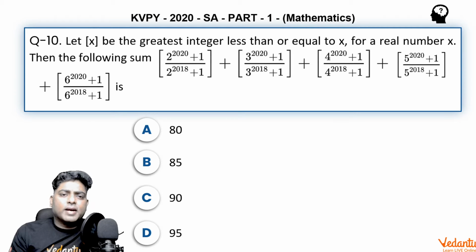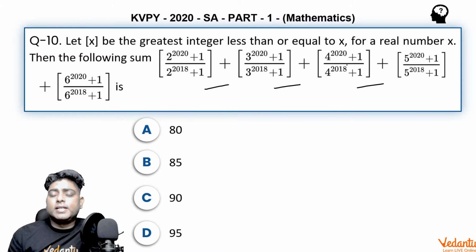Let [x] be the greatest integer function, the well-known greatest integer function, less than or equal to x for a real number x. Then the following sum: the greatest integer of (2 raised to the power 2020 plus 1) upon (2 raised to the power 2018 plus 1), plus the greatest integer of (3 raised to the power 2020 plus 1) upon (3 raised to the power 2018 plus 1), plus the greatest integer of the same with 4 raised to the power.